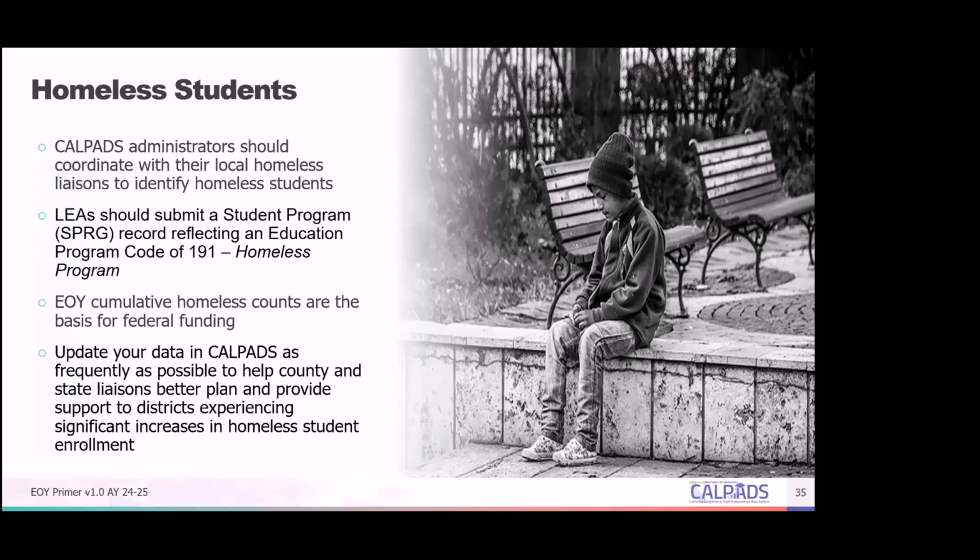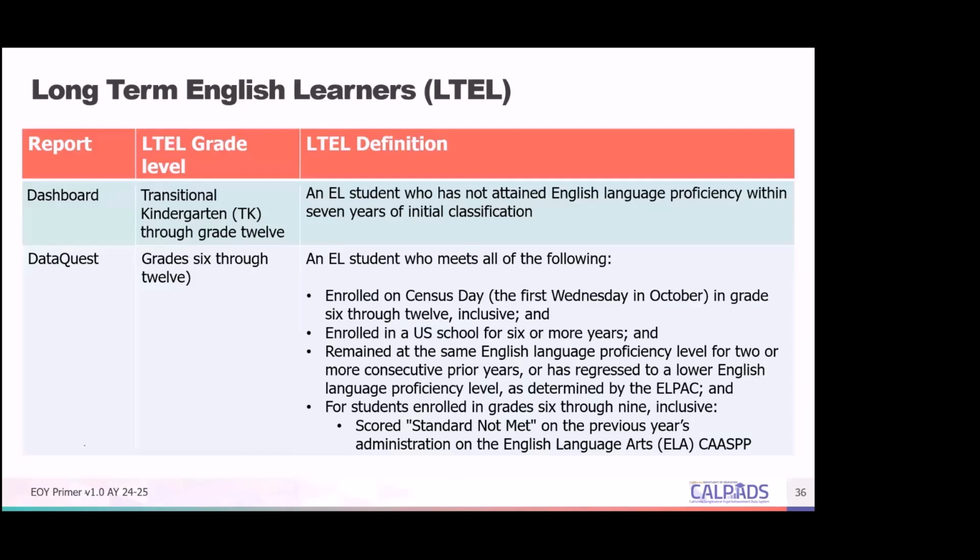All right, moving now from discussing homeless program records to discussing long-term English learners or LTELs. So LTEL students are generally defined as an English learner student who has not achieved English language proficiency within a specified number of years and has not yet been reclassified as RFEP. But the CDE uses 2 distinct definitions for LTEL students. The 2 definitions encompass different grade levels, different start dates, and different proficiency criteria.